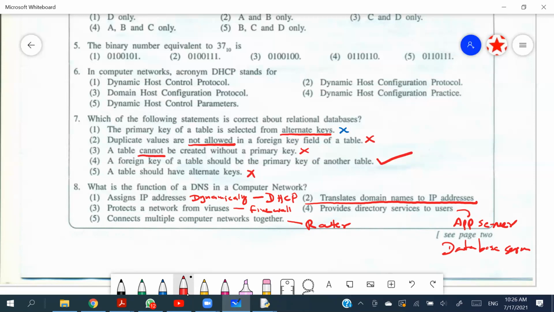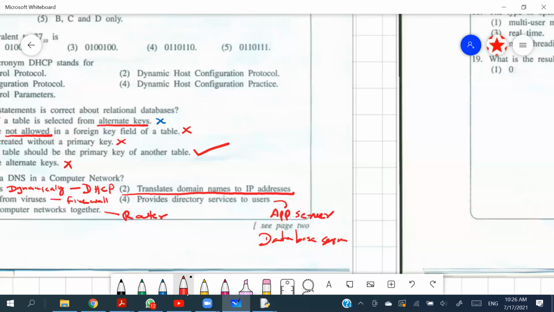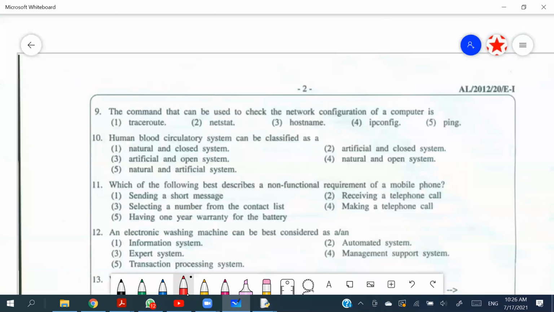So the ninth question. Yeah, clearly this is out of syllabus. Right, the command that can be used to check a network configuration in a computer is ipconfig, and it is not in your syllabus now, right? So you can take the marks for that, right?